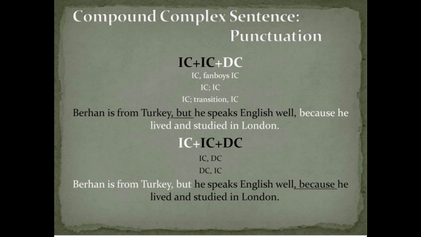You connect IC and DC the same way as you do in a complex sentence, except for one rule. You put commas between IC and DC and between DC and IC. "Berhan is from Turkey, but he speaks English well, comma, because he lived and studied in London." In a complex sentence, you do not put a comma after an independent clause. In a compound complex sentence, you do need to put a comma.